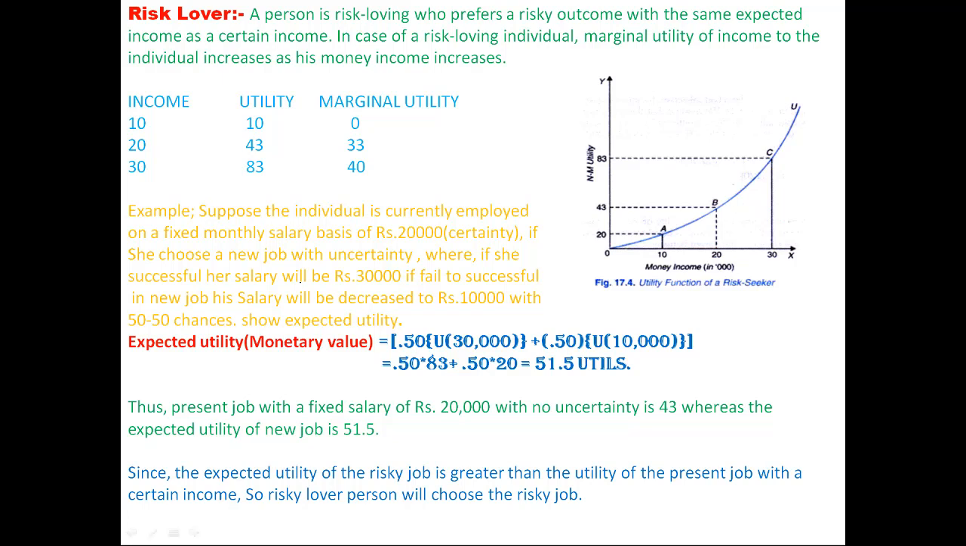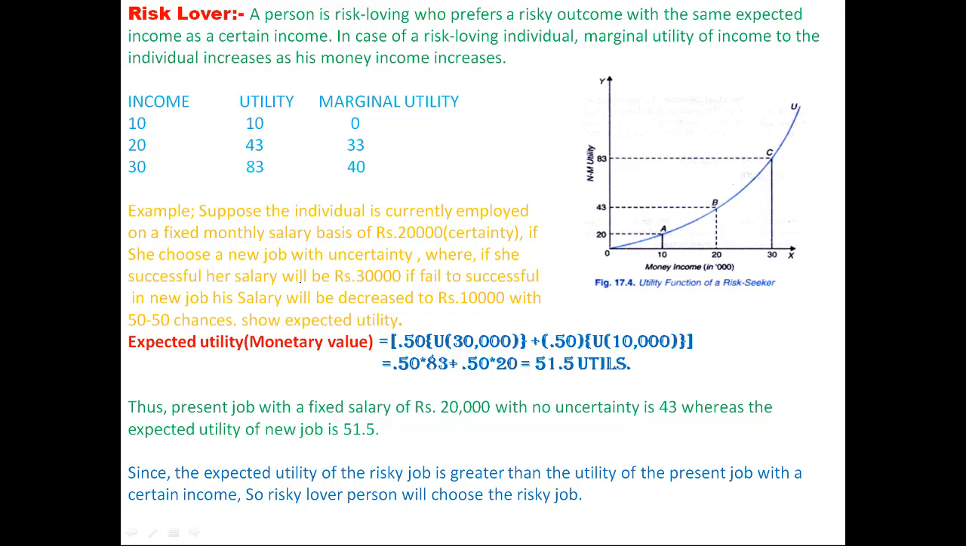Just consider the example. With certainty, an income of 20,000 gives him 43. Okay, this is the certain income. But if he is successful in the job, his salary will rise to 30,000 with utility 83, and if he fails, the utility decreases to 20 and money income is 10. Just put this in, and you will get 51.5 utils. So obviously this is greater than 43 with certainty.